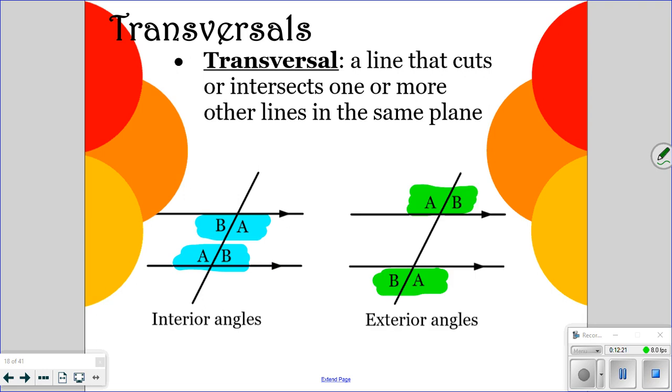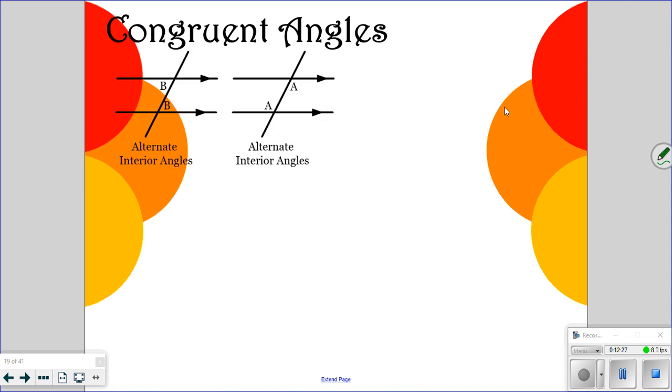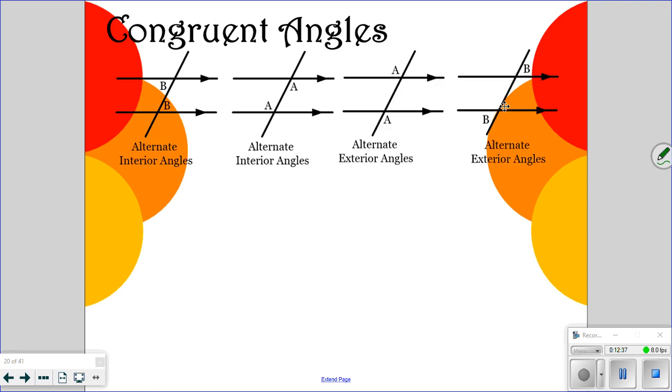And then these are your exterior angles. They're on the outside of your two parallel lines. So hopefully you remember your alternate interior angles. One on one side of the transversal and one on the other. And then they're inside of your parallel lines. They're on the interior. Your alternate exterior angles, one on one side of the transversal and one on the other. And they're on your outside.